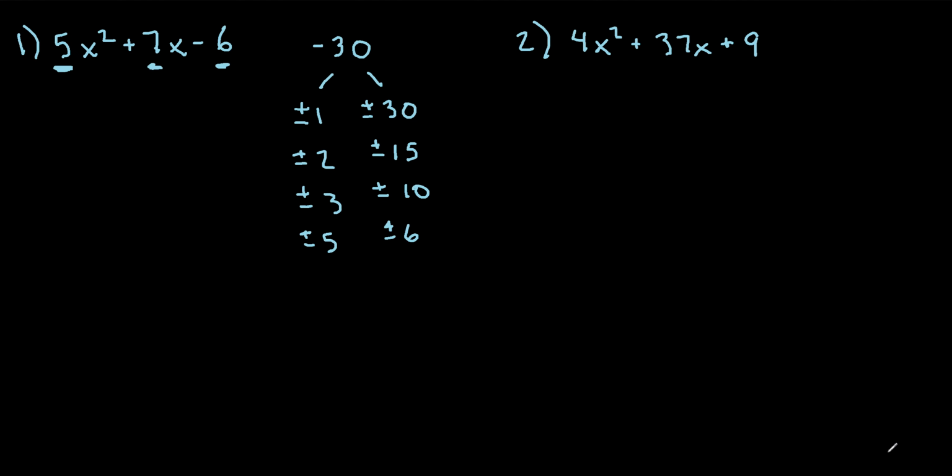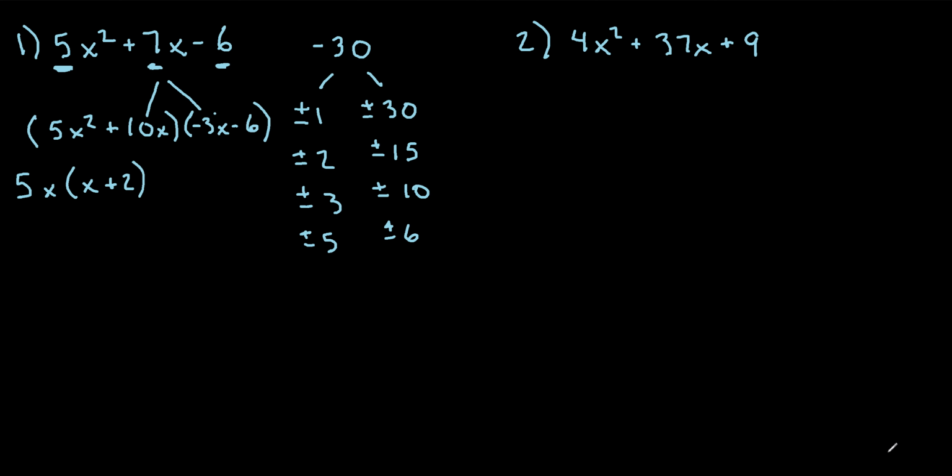to positive 7. So what we can do is we can rewrite this polynomial as 5x squared plus 10x minus 3x minus 6. So what we did is we rewrote this 7x as a 10x and negative 3x. Now, what we can do is we can go ahead and pull out the greatest common factor between each of these groups of parentheses. So the greatest common factor in 5x squared plus 10x would be 5x. That would leave us with x plus 2.